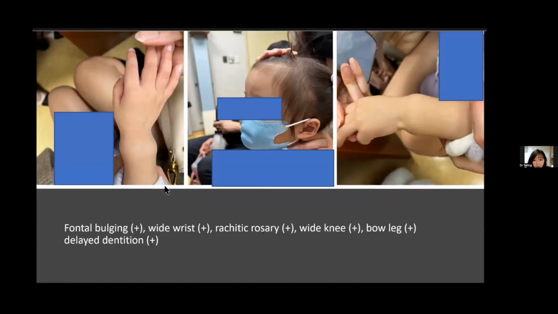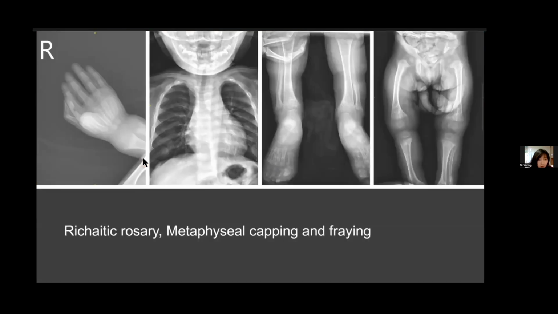As for the physical examination, there's obvious frontal bulging and widening wrist. Also, she has rachitic rosary, wide knee, and bow leg, and delayed dentition. And the further image showed rachitic rosary and metaphyseal capping and flaring in many places.